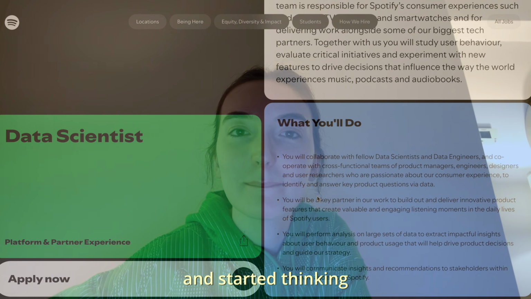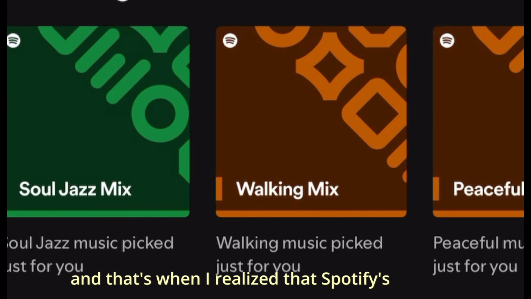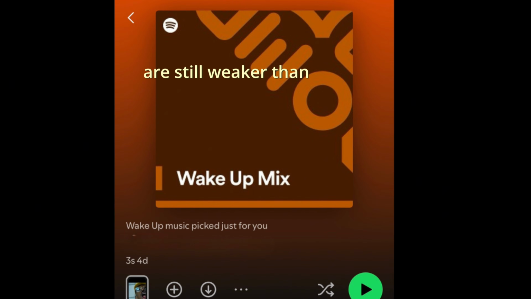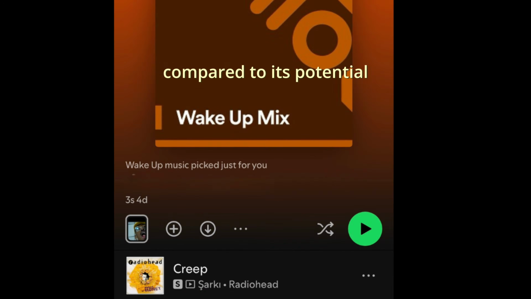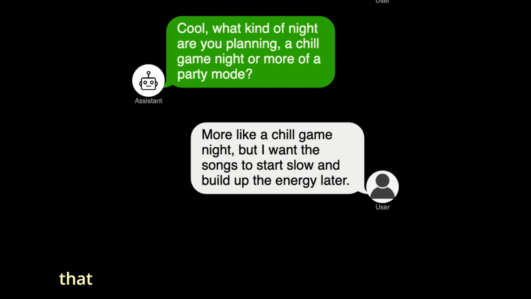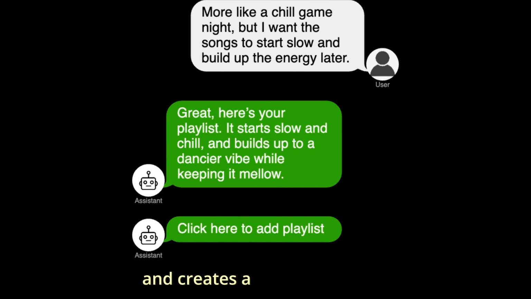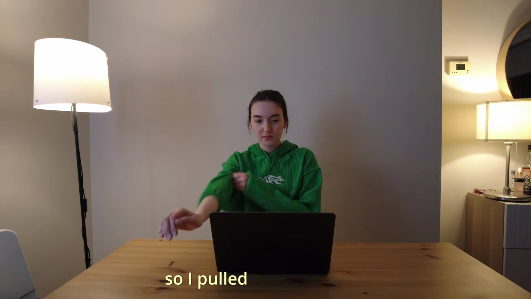And started thinking what would be a cool addition to Spotify. And that's when I realized that Spotify's playlists are still weaker than expected compared to its potential. What about Spotify taking the user's request with an LLM that genuinely understands what that person needs and creates a playlist for them? So I pulled my sleeves up.